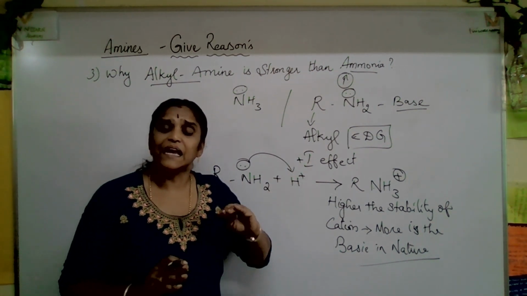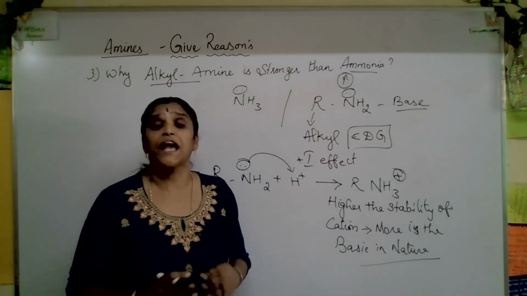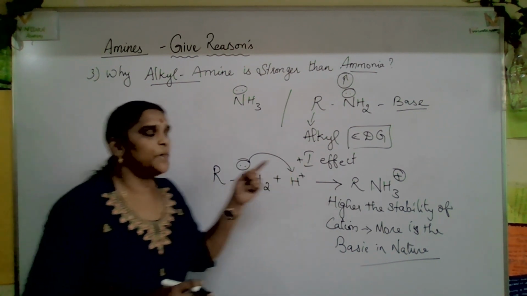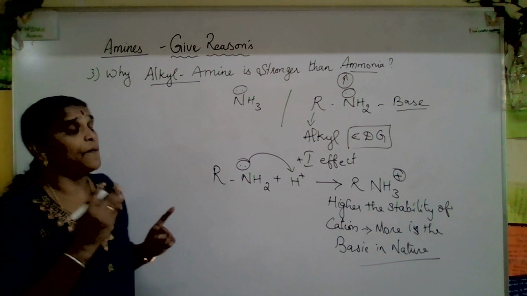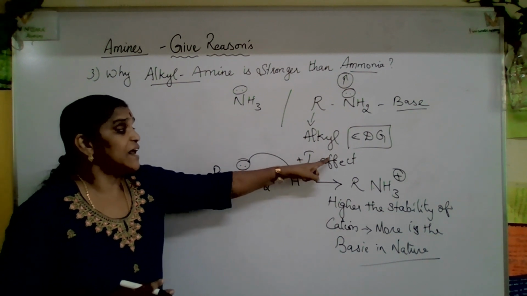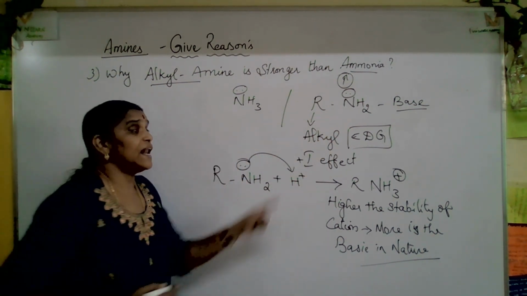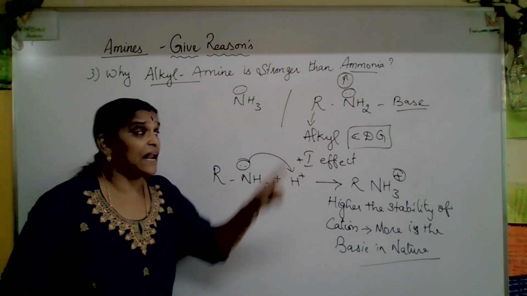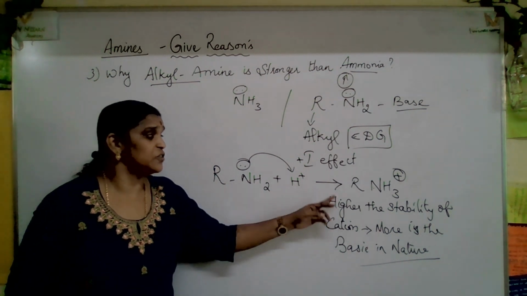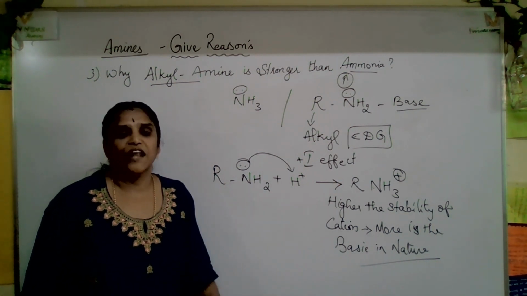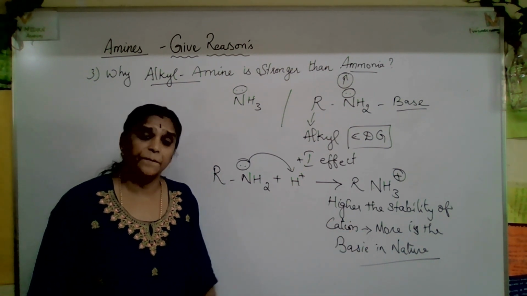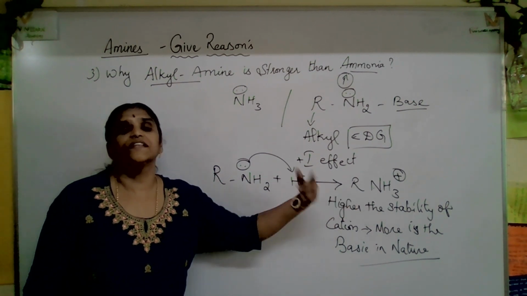Generally, they may also ask why aliphatic amines, alkyl amines or methyl amine are stronger than ammonia. You can write the same idea. Ammonia does not join with anything else, just NH3, whereas here the amino group is attached to an alkyl group, an electron donating group, so the electron density increases due to the plus I effect. So naturally, higher the stability of cation, more is the basic nature. Hope you're clear. Let us go for the next question.